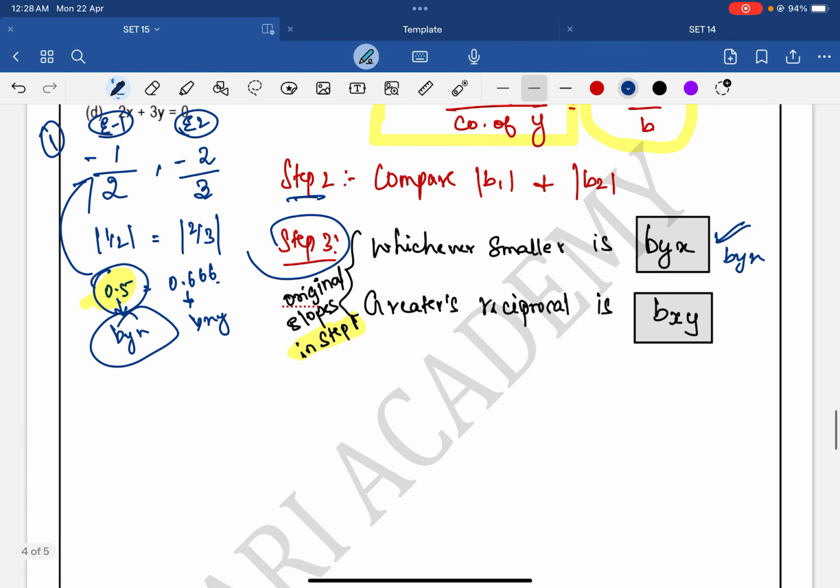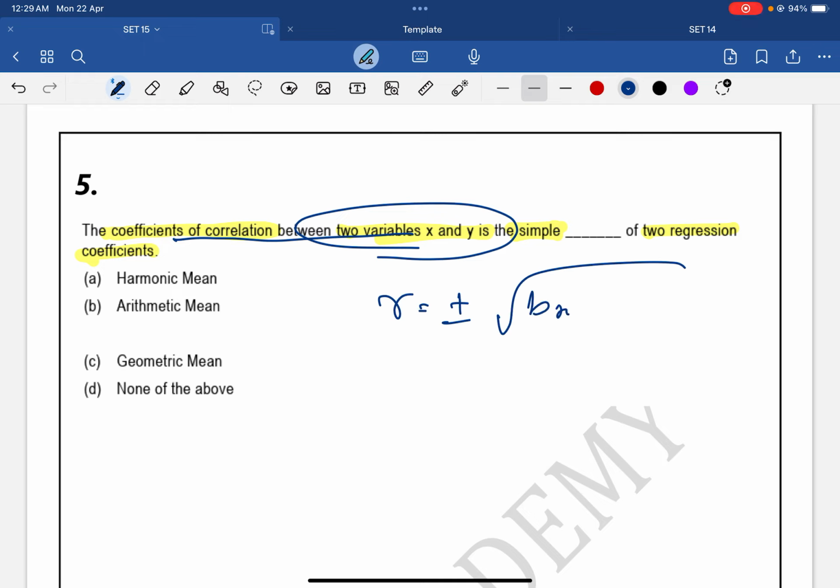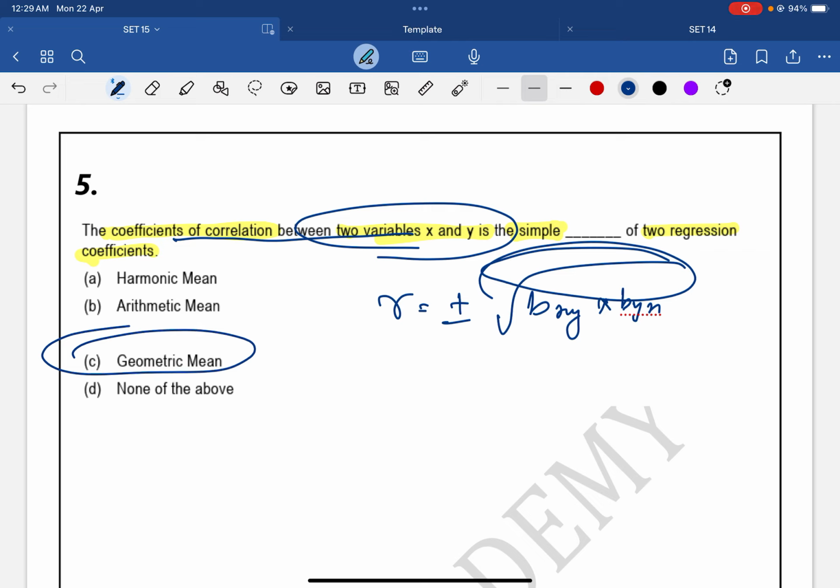Always remember the third step. Whichever is smaller is yx, whichever is greater is the reciprocal, that is the key point you need to remember, and it is xy. Then the coefficient of correlation between two variables x and y is the simple dash of the two regression coefficients. Just now we know r is equal to plus or minus root of b_xy into b_yx. What we are doing is taking a root, so it is going to be the geometric mean. That's it. We will meet up in the next session.